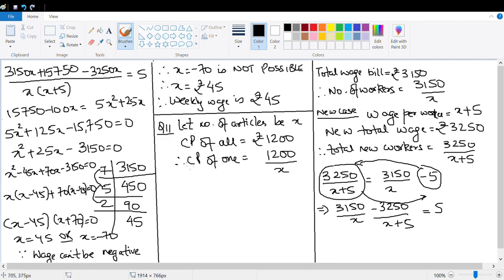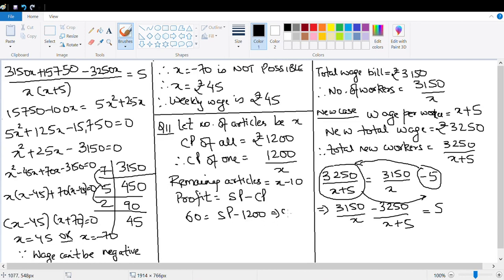There were 10 articles which were damaged. So how many remaining articles? Yes, X minus 10. So let's write that down. Remaining articles is equal to X minus 10. Next line, he sold each of the remaining articles at 2 more than what he paid for it, thus getting a profit of 60. So profit is given, which is equal to SP minus CP. Profit is 60, SP we don't know, CP is 1200, which means SP was equal to rupees 1260.